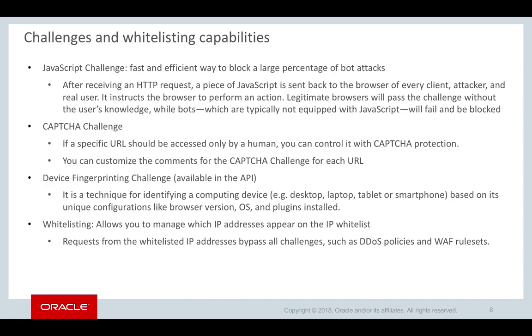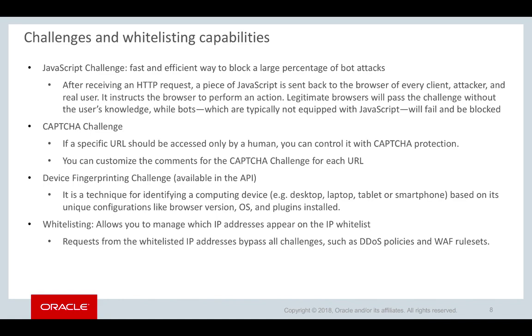Okay, so here are the challenge and whitelisting capabilities of OCI WAF. JavaScript challenge is a type of web challenge that's used in denial of service mitigation to filter out attackers from good clients. The challenge is to send every client a JavaScript code that includes some kind of challenge. Virtually any browser has a JavaScript stack and will easily understand and pass the challenge without the user's notice. However, denial of service bots typically don't understand the JavaScript stack and therefore they cannot pass the challenge.